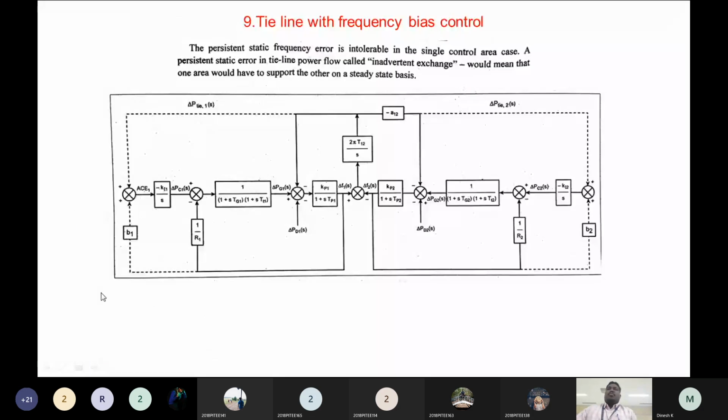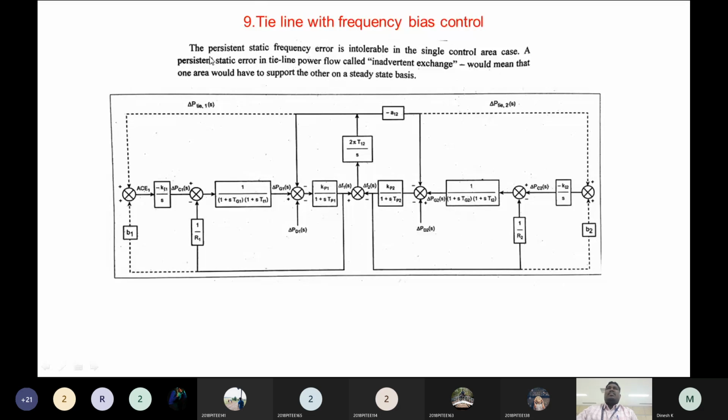So next topic, three more topics we have in the tie line: the frequency bias control. If we are operating a single area or multiple areas, you may have a connection, and a tie error should be happening. Due to the tie error, the frequency may be affected. How that happens, we are going to deal with now. So that is the tie line with frequency bias control.